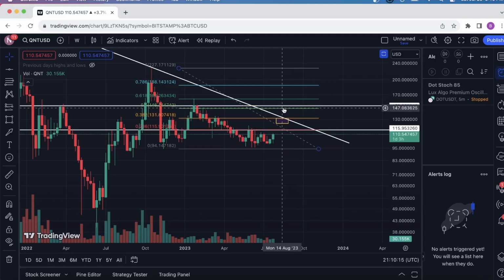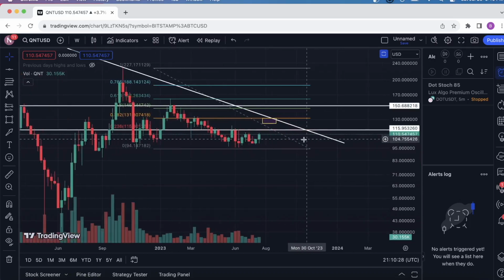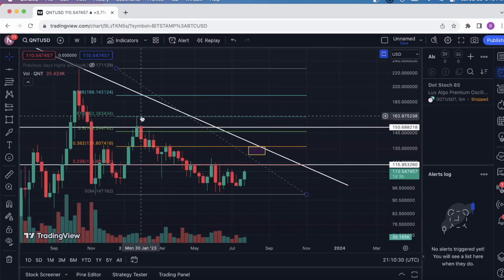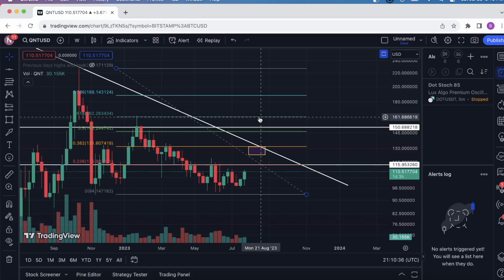There's going to be a lot of sellers right up here, and if that breaks, obviously up to the 618, which is $162, then you have the 786, which is around $186. You see the 618, how the price wicked up to here, and that aligns perfectly with the 618 retracement level. That's also going to be a significant level of resistance, $162.